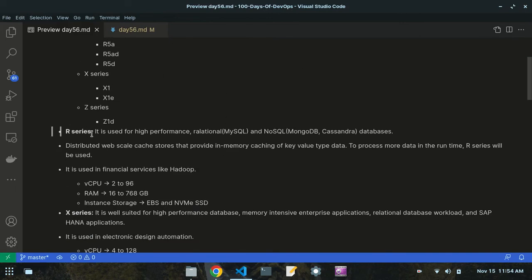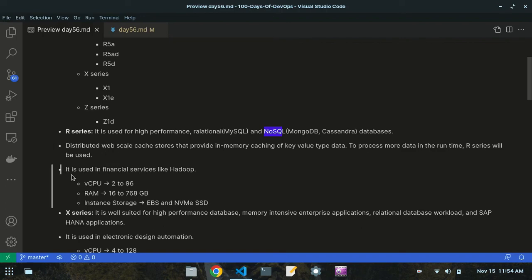So first of all, the R series. It is used for high performance relational databases, that is MySQL, and for non-relational databases also, that is NoSQL, MongoDB, Cassandra, etc. And distributed web scale cache stores that provide in-memory caching of key value data. To process more data at runtime, the R series will be used there.